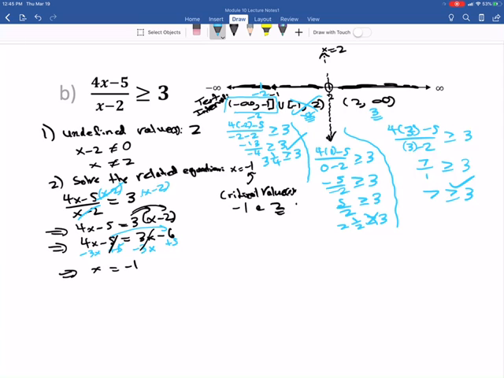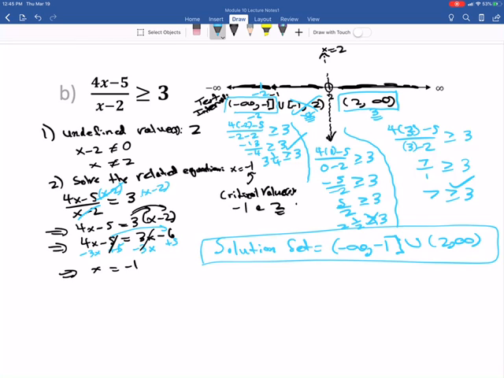So again, there are 2 intervals that worked when we plugged in our test values: all values less than or equal to negative 1, and also all the x values greater than 2. So we can conclude our solution set: all x values less than or equal to negative 1, or all x values greater than 2.